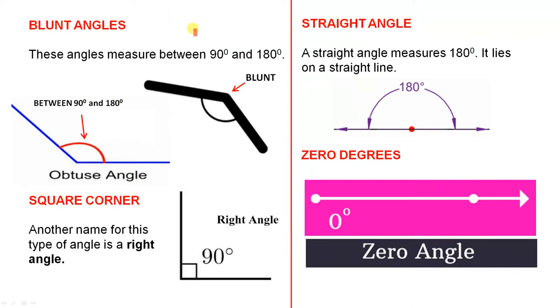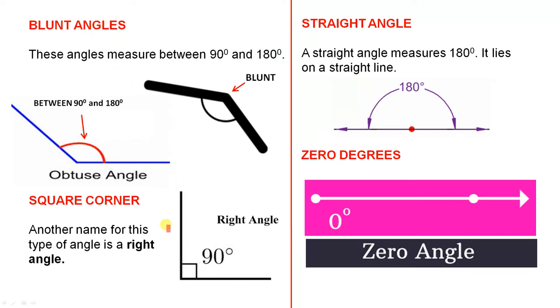Blunt angles, these angles measure between 90 and 180. So they're called blunt. You can see it's not as sharp as the one we've just seen. So between 90 and 180, so for example that angle there could be something like, I don't know, 110 or 120, okay, because it's past the 90 degrees. So it's between 90 and 180. That's called an obtuse angle. And of course they're the same as blunt angles.